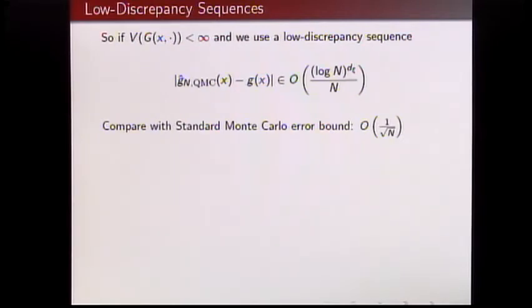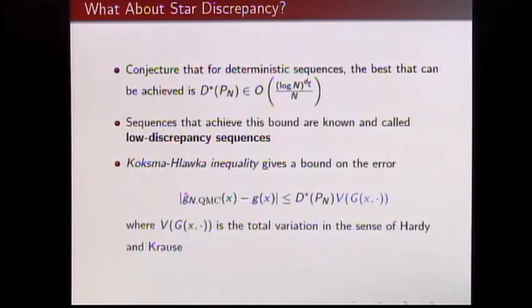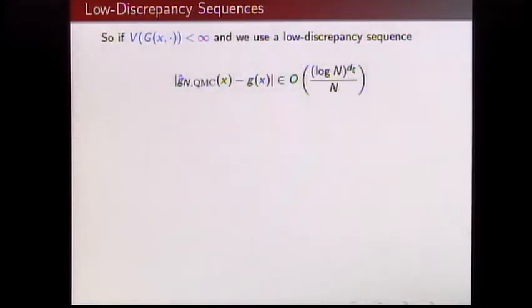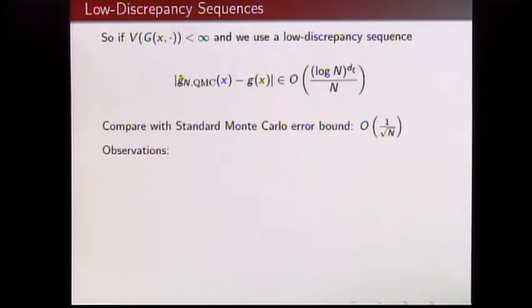But this is an inequality. So it's not necessarily the actual amount of the error, it's a bound. People have observed it's actually much better than what the bound gives us, or better than this quantity at least.